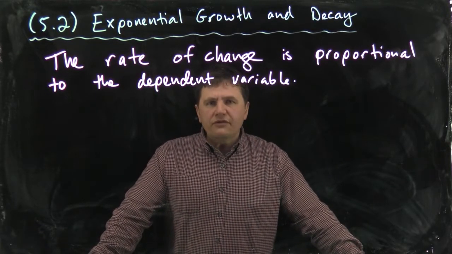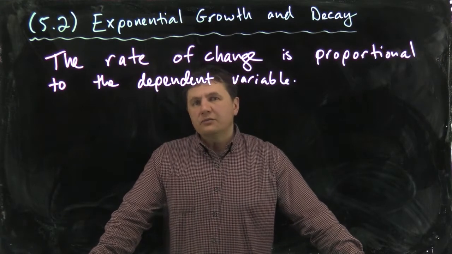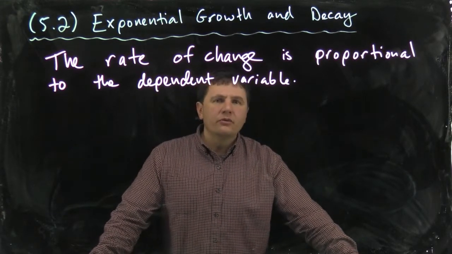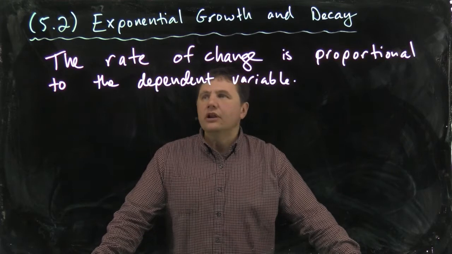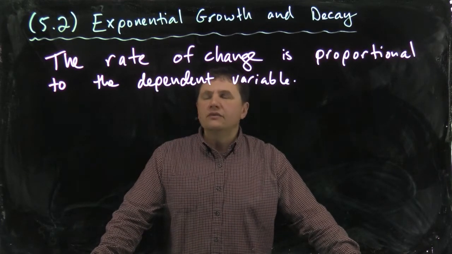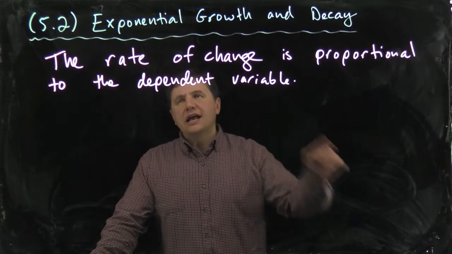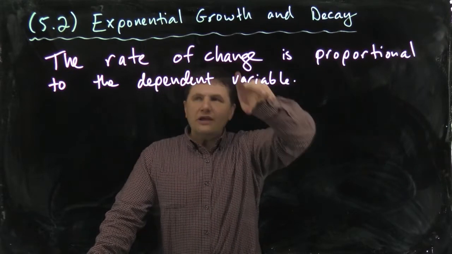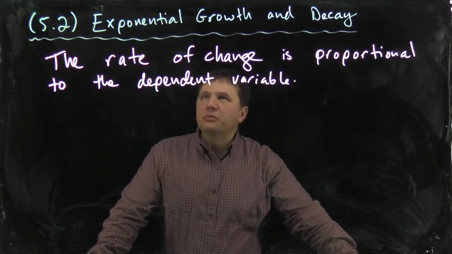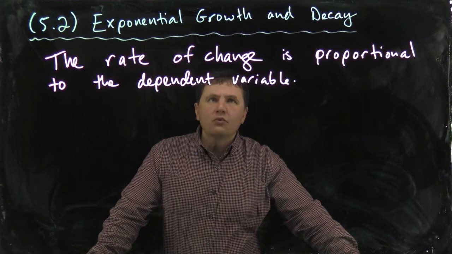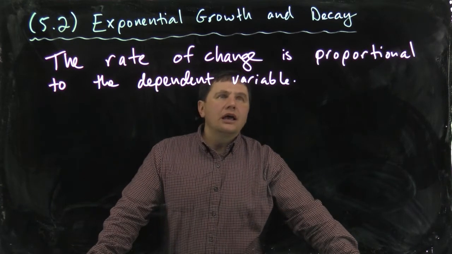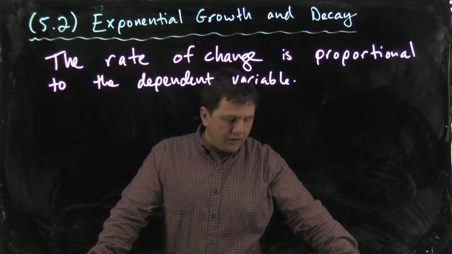So what we're going to find today is that exponential growth and decay always comes from a specific differential equation, which we're going to get into today. This differential equation actually is verbalized right here. So we get an exponential situation whenever the rate of change is proportional to the dependent variable.